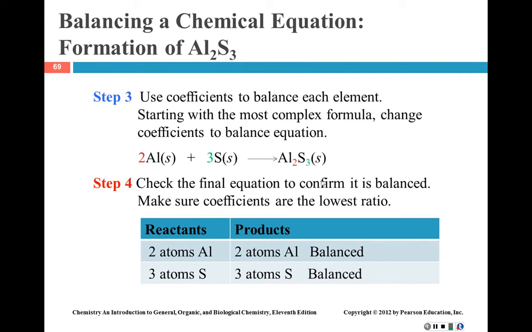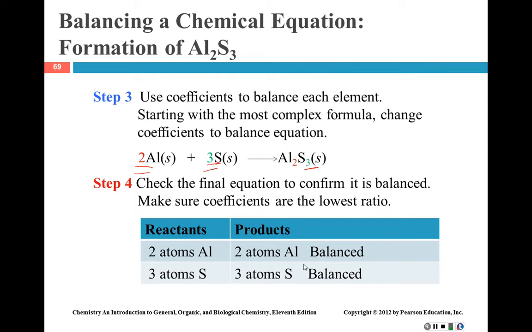If I've got 2 aluminums over here, I've got to have 2 over here, and I can do that with a coefficient. I've got 3 sulfurs over here, so I have to write a coefficient of 3. Then when I go back and check, I've got 2 aluminums and 3 sulfurs on the reactant side, and 2 aluminums and 3 sulfurs on the product side. And so that is balanced.